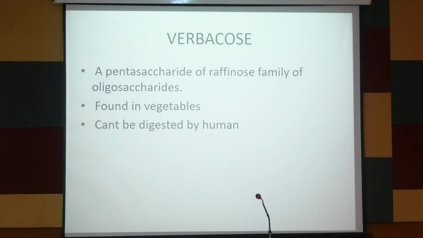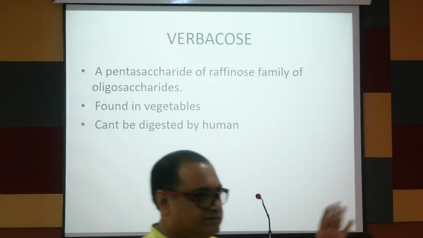Next is the pentasaccharide, meaning Roman 5. Roman 5 means with what? V, starts with V, verbascose. So verbascose is a pentasaccharide. It is also found in vegetables, similar to raffinose and stachyose. It cannot be digested by humans, but it has an extra property. It can be used as an artificial sweetener.